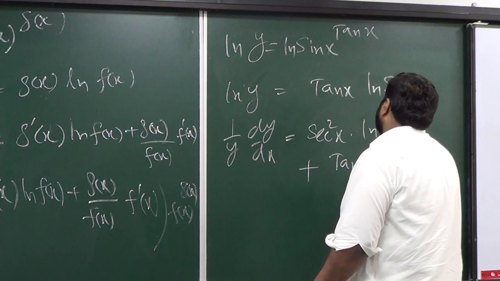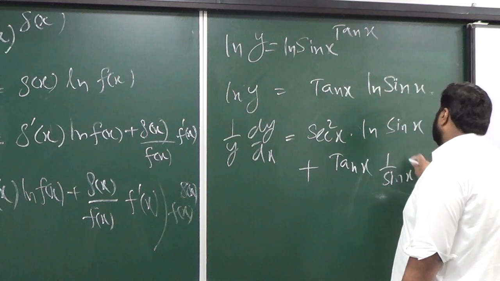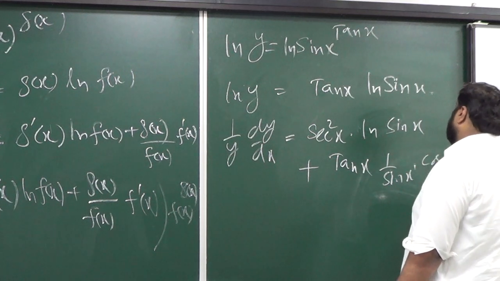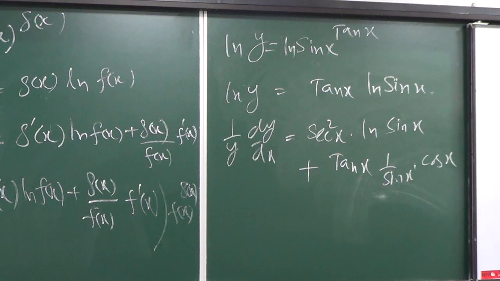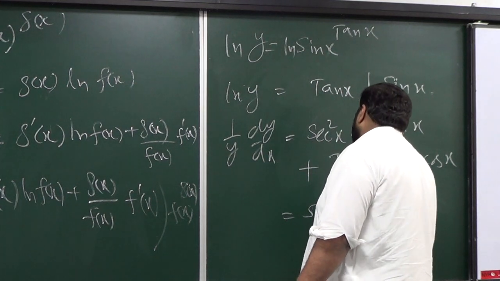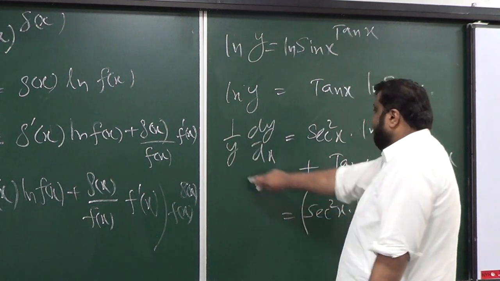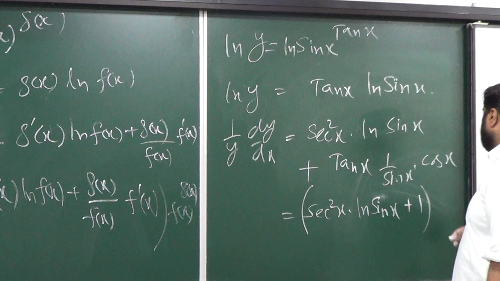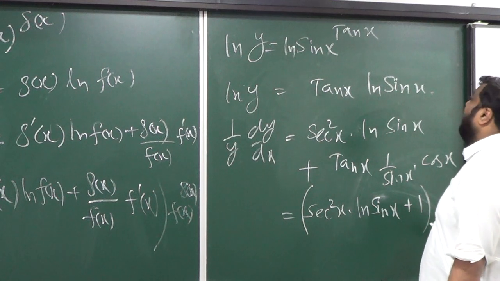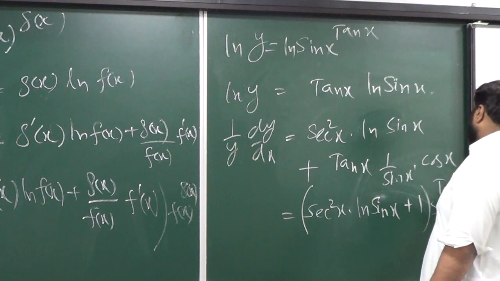So tangent x times the derivative of log sine x is 1 over sine x times the derivative of sine x, which is cos x. The tangent is sine x over cos x, and this is cos x over sine x, so both will cancel, and you get secant squared x times log sine x plus 1, and everything multiplied by y, which is sine x raised to tangent x. Okay?